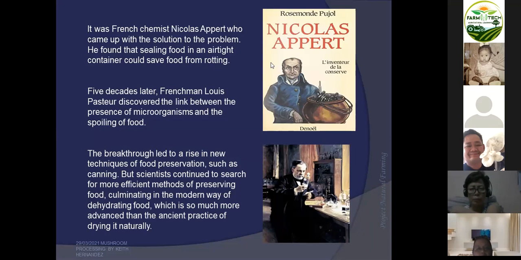After 5 decades, 50 na taon, a Frenchman, Louis Pasteur, discovered the link between the presence of microorganisms and the spoiling of foods. Matagal na nilang ginagawa yung pasteurization actually. But si Mr. Louis Pasteur ang nagsabi na dahil kasi sa microbes kaya nasisira, kaya dapat talaga initin. Parang inako niya. So masikat pa ngayon si Louis Pasteur kesa kay Nicholas Appert. Ito parang karakter sa Harry Potter eh. Nicholas Appert. Anyway, the breakthrough led to a rise in new techniques of food preservation, such as canning. But scientists continue to search for more efficient ways.